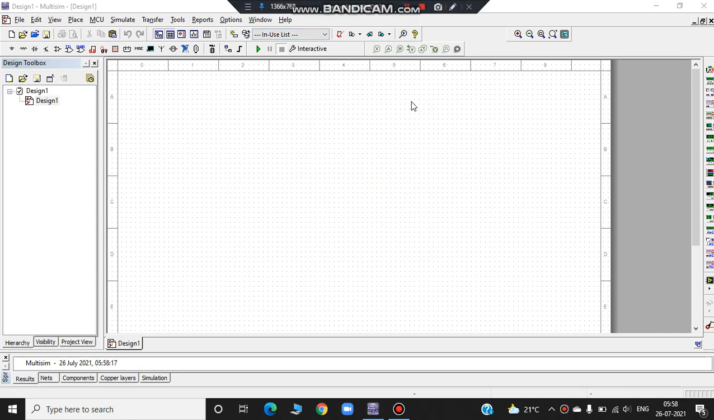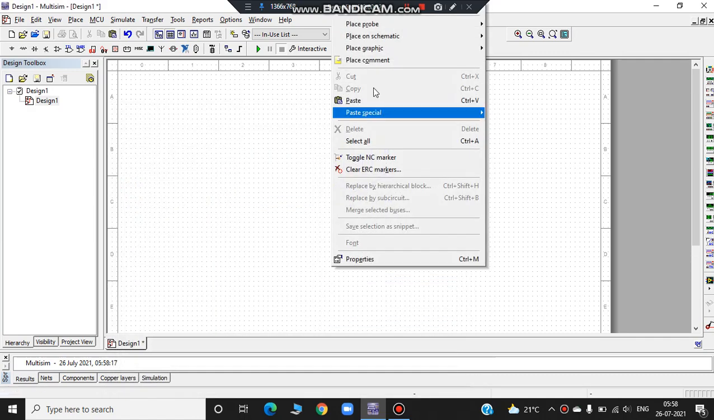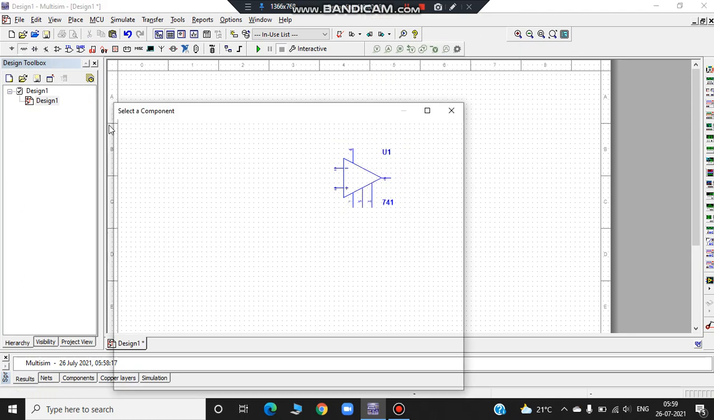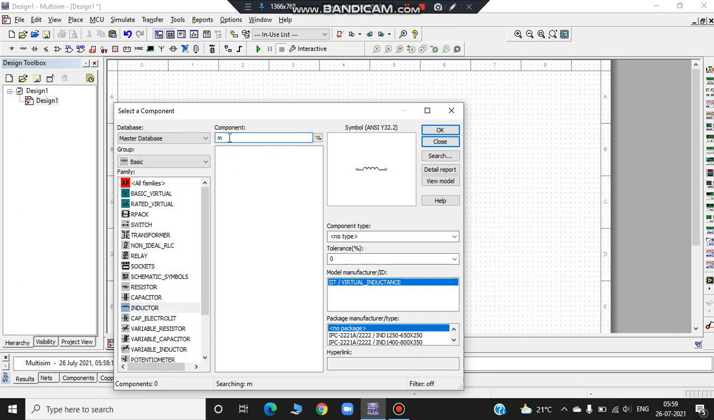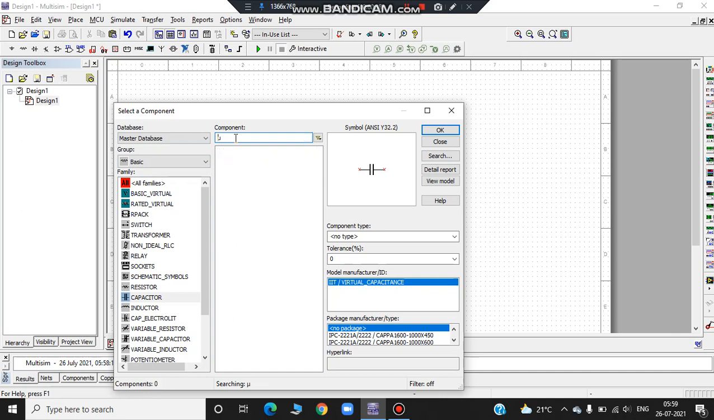Now I'll simulate the Hartley oscillator and then explain the circuit. So I'll go to analog, op-amp 741. I flip it vertically for convenience and choose two inductors of 0.5 millihenry and one capacitor which is of 0.5 millifarad.